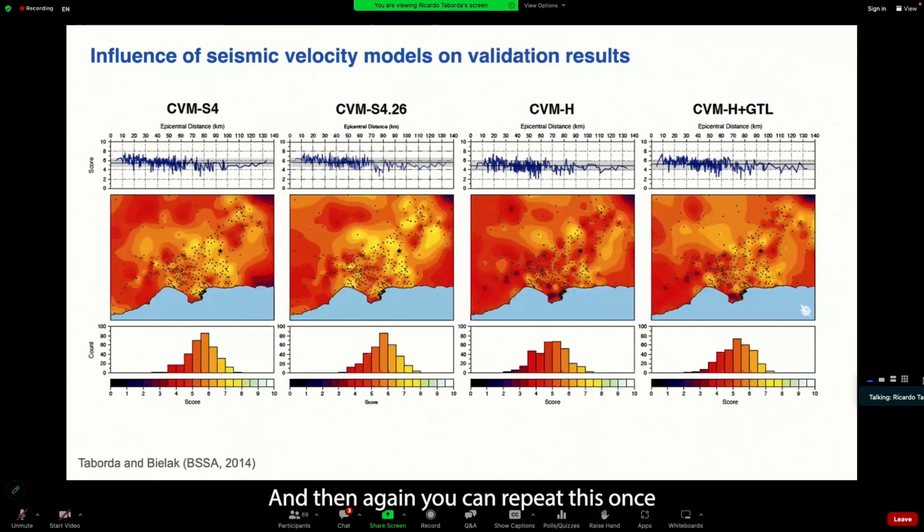And then again, you can repeat this once again and again for all different combinations. So here are summary results for 4 different velocity models for the same event. And now when you have one event, I resort to what Martin was mentioning before when he said, well, what is a realization in what we are talking about? So here are 4 different realizations based only on changing the velocity model.